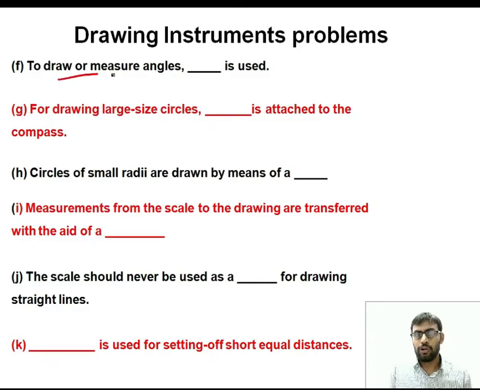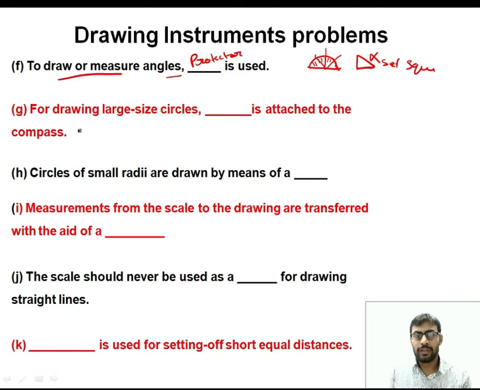Next question: to draw or measure the angle dash we use. Students, we already discussed that to draw angles we can go for protractors, or we can also use a set square. But the question is about measuring the angle, and we cannot measure an angle with the help of a set square. The protractor has graduations in degrees, so we can measure any type of angle with the help of a protractor. So the answer is the protractor.